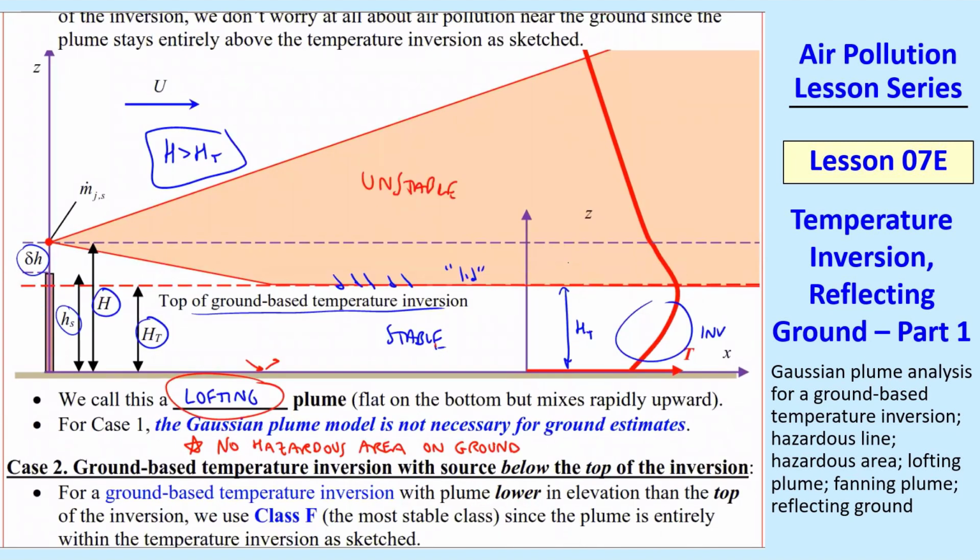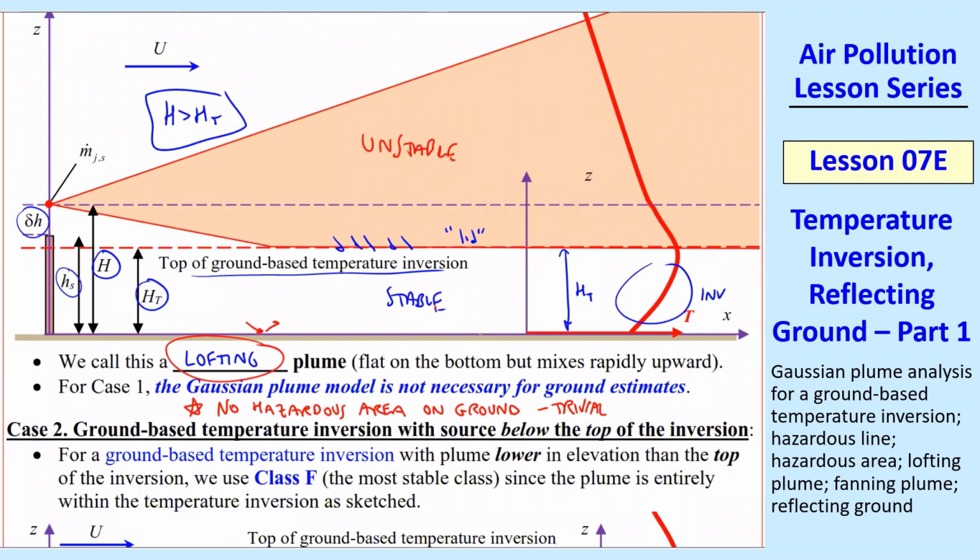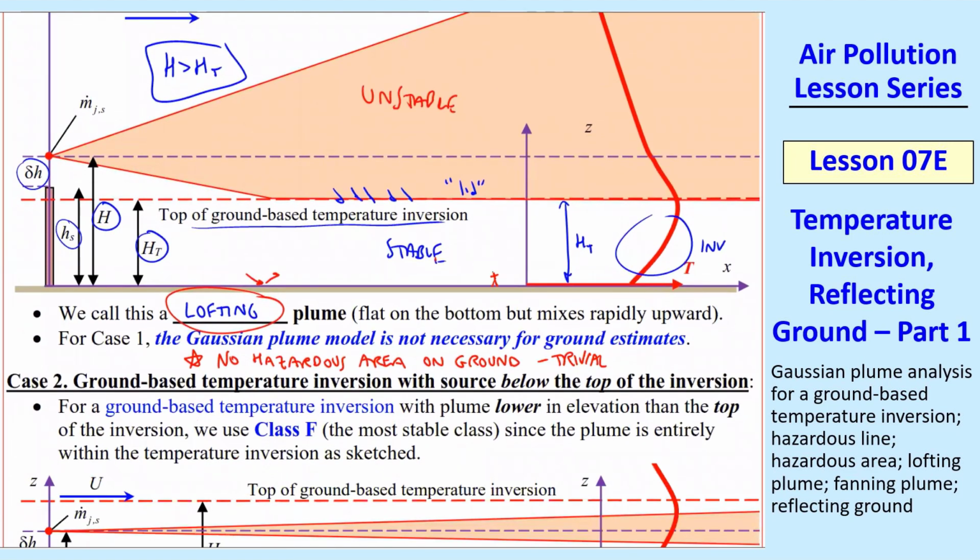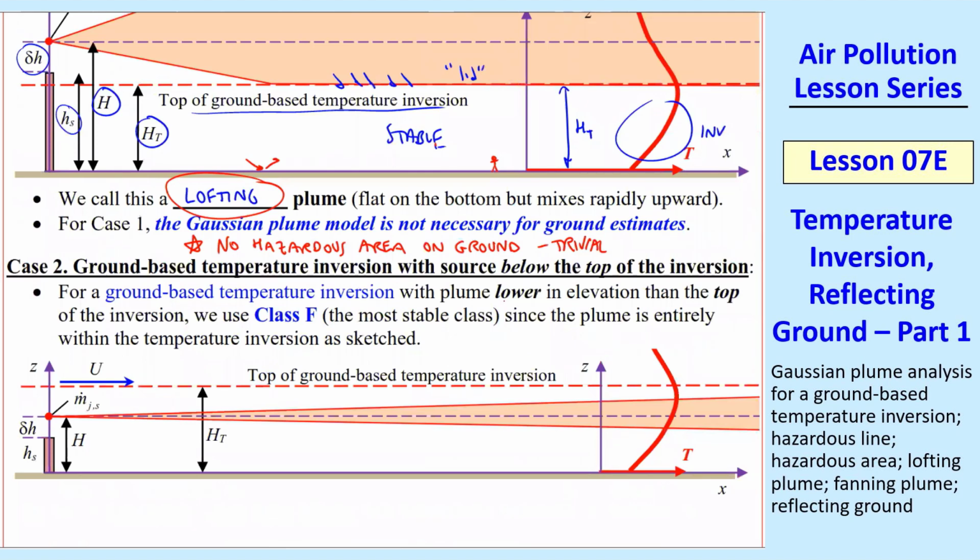There's no hazardous area on the ground, so this is the trivial case where if I ask you what's the hazardous area, you would say there is none. We never have a problem. So this is a good situation as far as air pollution is concerned. People breathing here never see that, never smell that, never breathe that air pollution no matter how far downstream you go. Okay, so that's a trivial case.